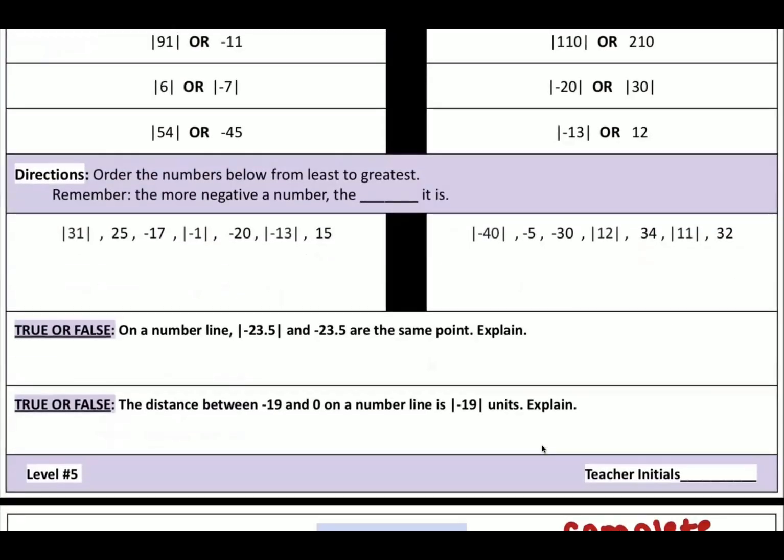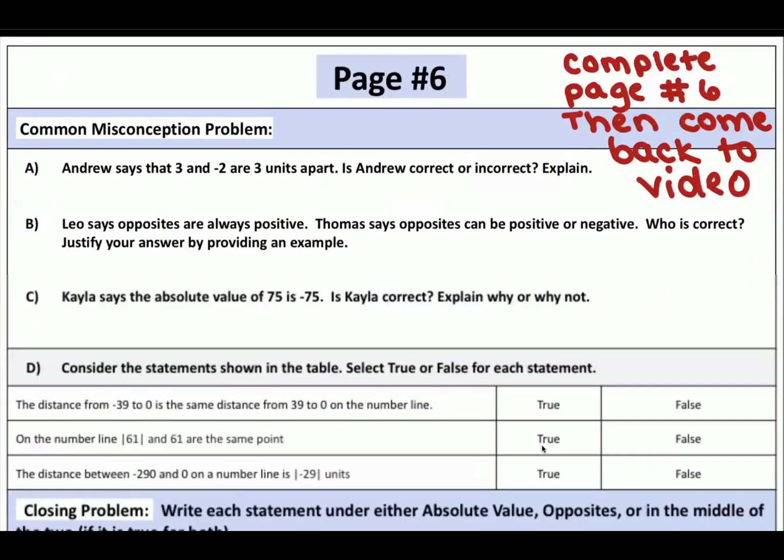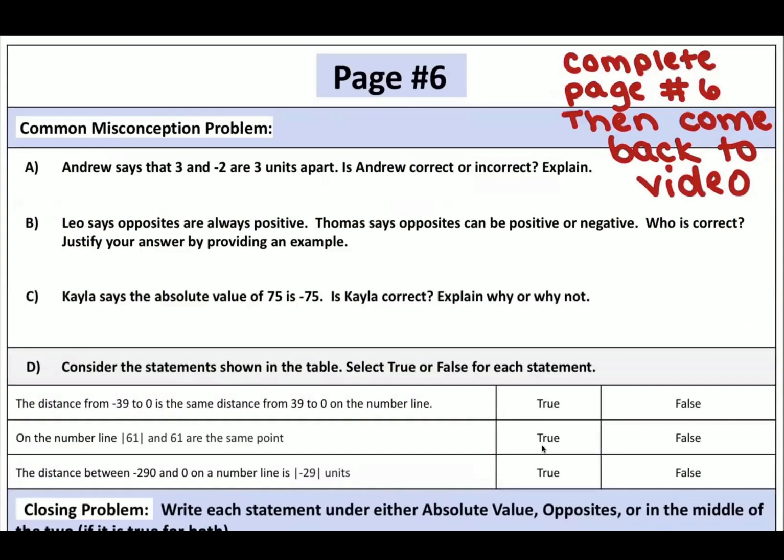This third section says order the numbers below from least to greatest. Remember, the more negative a number, the less it is. Okay, so go ahead and complete the rest of page 5 and then check in with your teacher. Let's take a look at page 6. Complete all of page 6 on your own, then come back to the video.